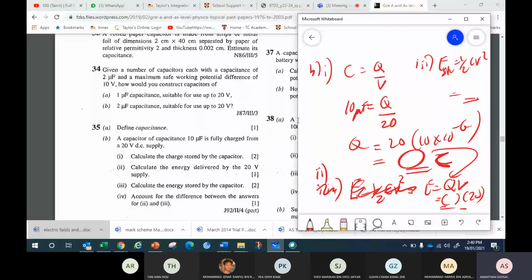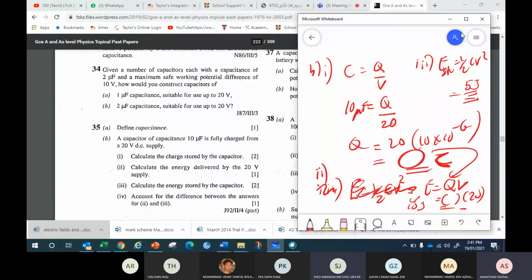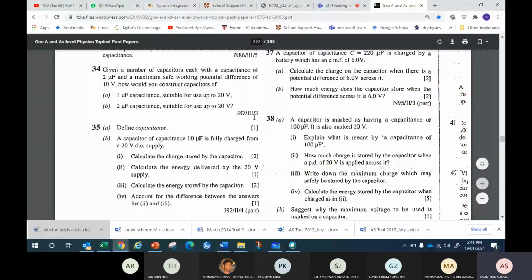Then 4, account for the difference between the answer in 2 and 3. How much do you think the difference is going to be? If the energy stored in the battery is 10 joule, the energy stored in the capacitor will be, anyone? Half of the 10 joule. Yeah, so the final answer should be half of the energy. If this is 10 joule, this is 5 joule, so the difference should be 5 joule. Always half.